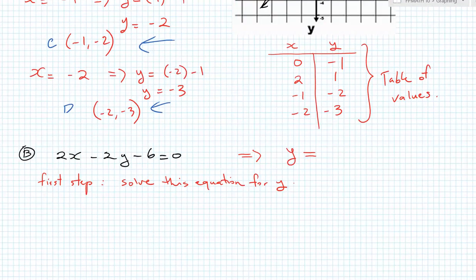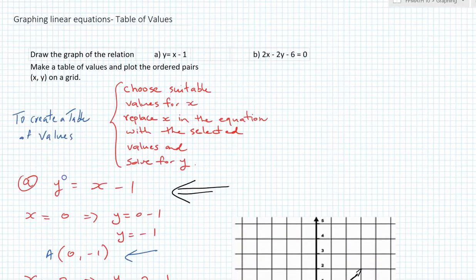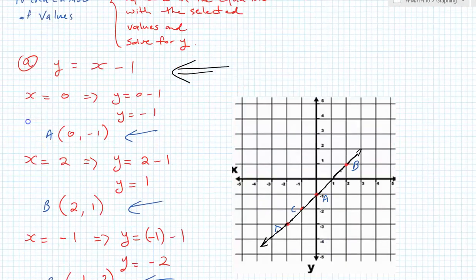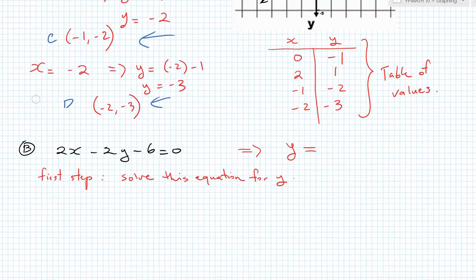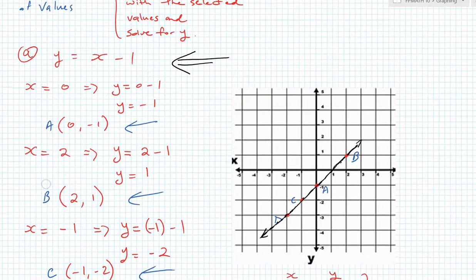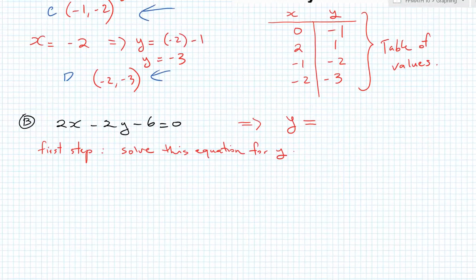Okay, second example is 2x minus 2y minus 6 equals 0. If I didn't put equal to 0 originally, it is. I make sure that it is. And in this case, now I put this equation on purpose. It looks different than y equals x minus 1. And the reason it's different is that it's not written in terms of y equals.